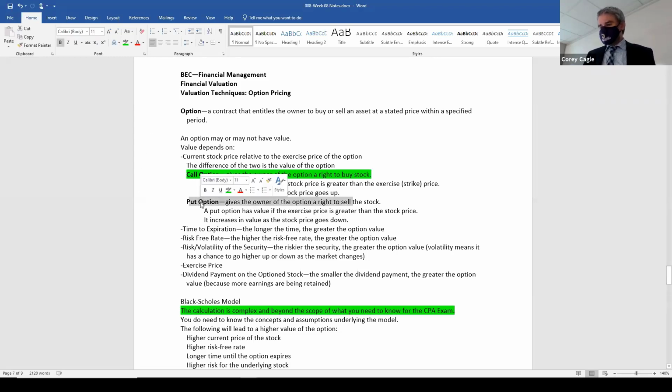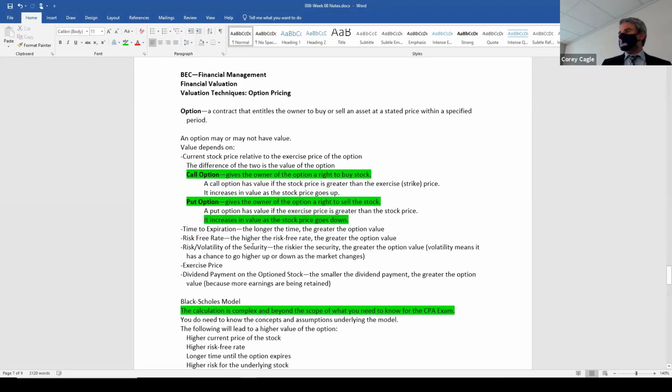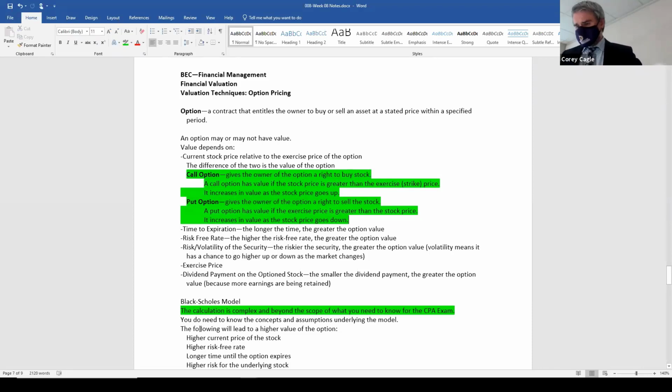A put option gives you the option to sell the stock at a certain price. So it has value if you can sell it for a price that's higher than what it's actually worth, right? So it increases in value as the stock price goes down. Stock's going down, but I'm like, hey, I get to sell this to you for $10, even though it's worth $8. I have an option, right? Easy concepts, important to know though. Okay, so that's just the basics.